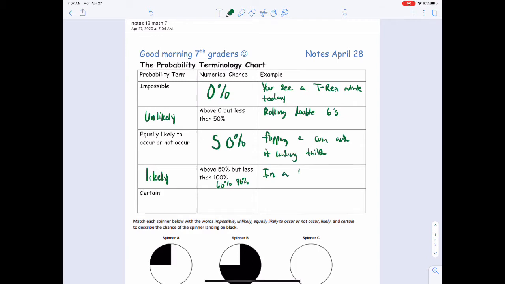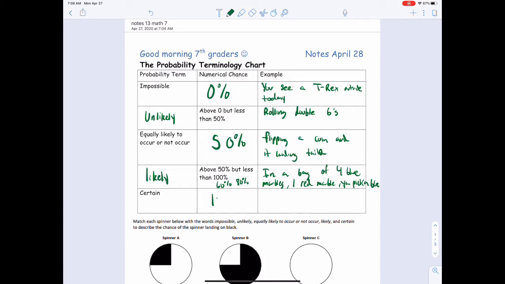An example of that would be, in a bag of 4 blue marbles, 1 red marble, you pick a blue. That's probably going to happen. If there's 4 blue and only 1 red, you're likely to pick a blue. You have an 80% chance.